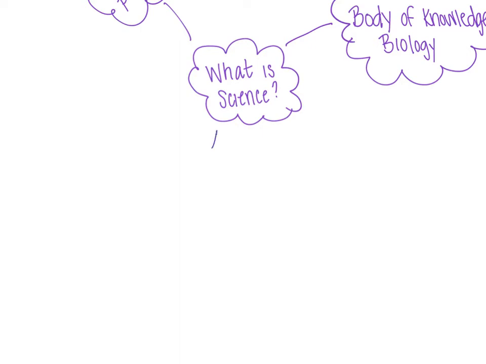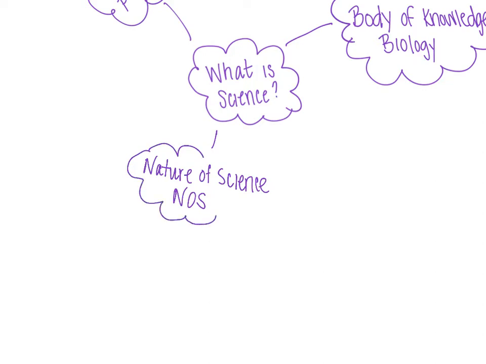All right, and then finally, our third branch is going to be nature of science. I'm just going to do capital NOS also for short. So what is it that makes science different from your other subjects? What makes something a scientific fact versus a not scientific fact? We're going to go through these three things, and we're going to talk about how together they make up science, which is what you're going to study this year.